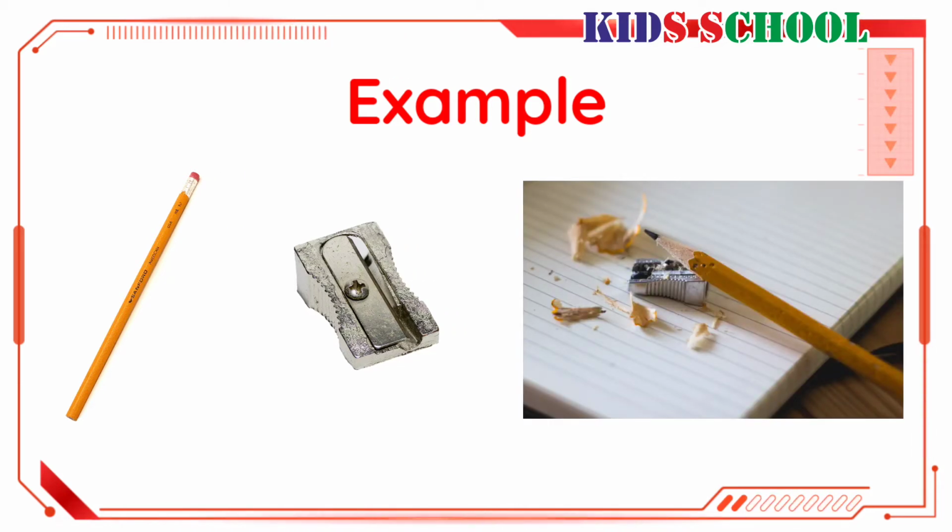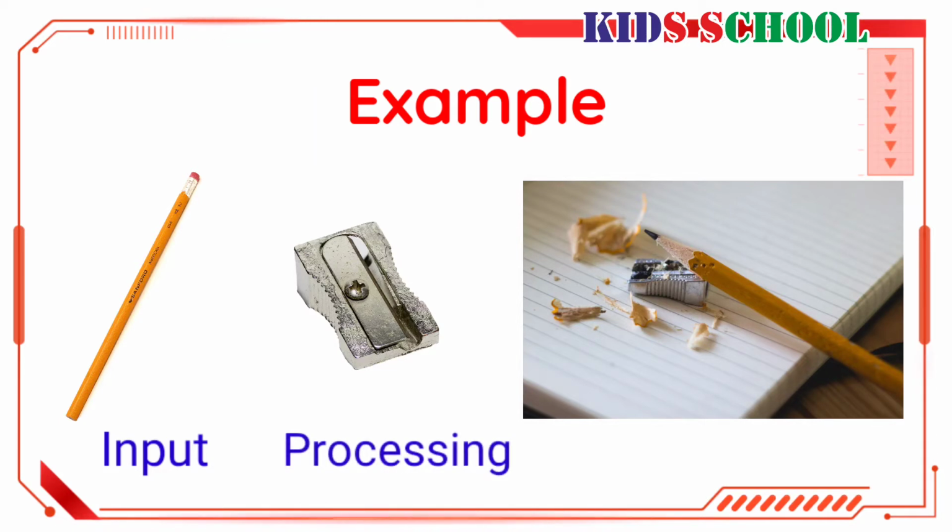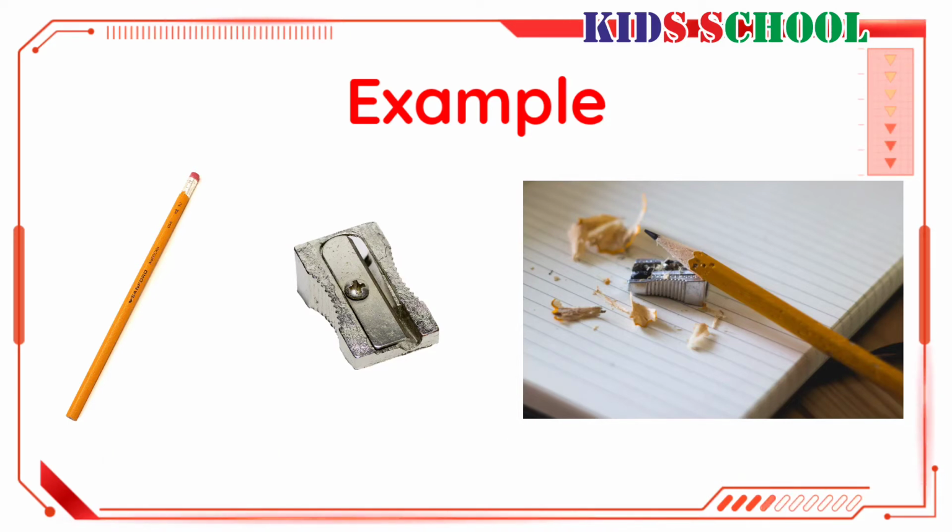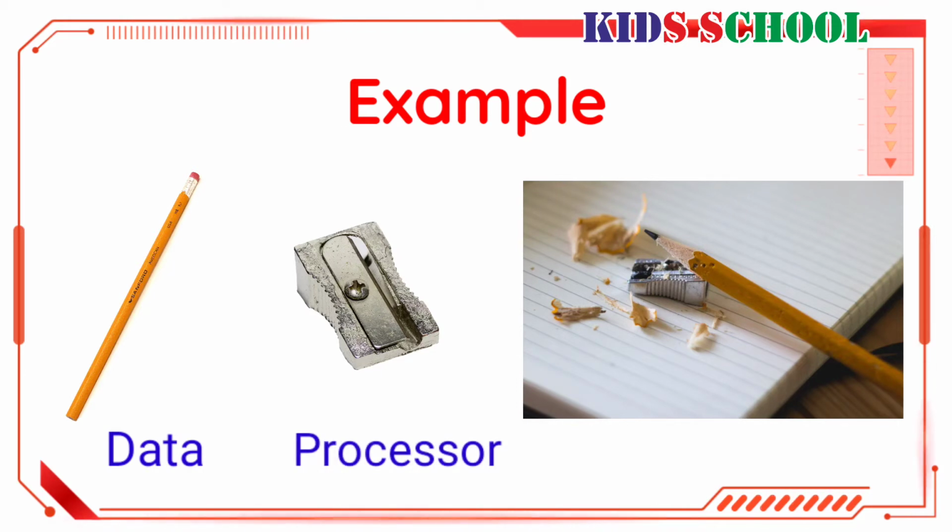In this example, the unsharp pencil is input because we will enter it in the sharpener, and the sharpener is the processor because it will work to sharpen the pencil. After processing, you can see a sharp pencil and it is output. In this example, you can assume the unsharp pencil as data, the sharpener as processor, and the sharp pencil as information.